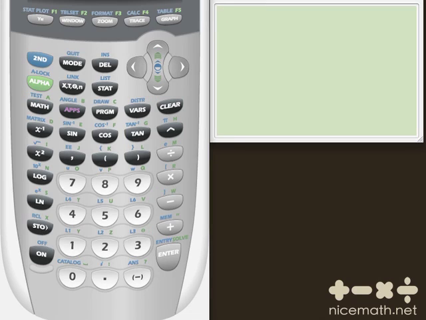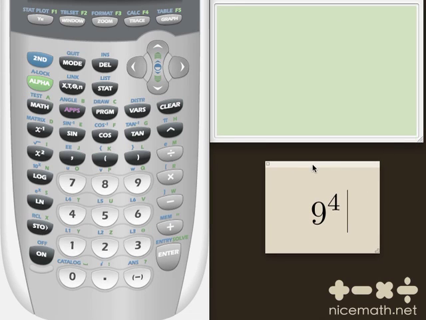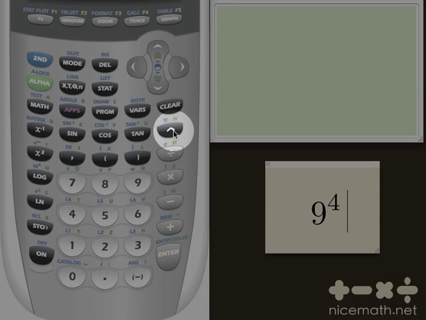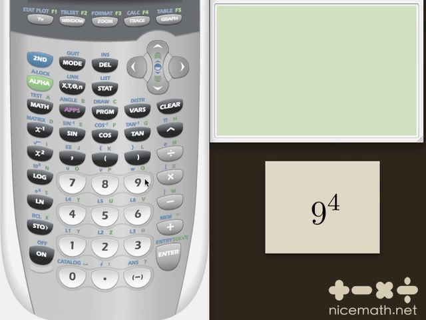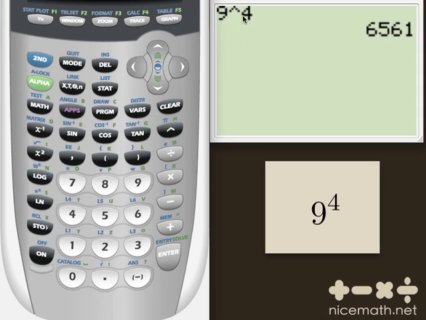It's pretty easy, but the basic one here is easy. So your exponent key is right here. So if we want to do 9 to the 4th, we would just do 9, the caret, 4. I think that's what that's called, a little caret, 9 to the 4th power.